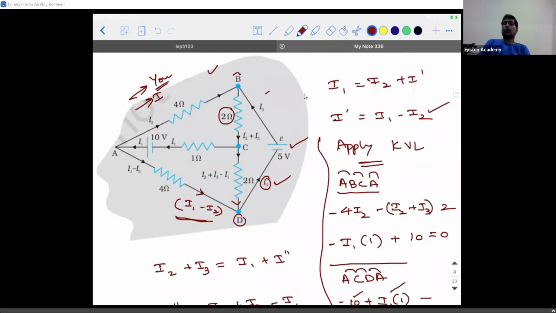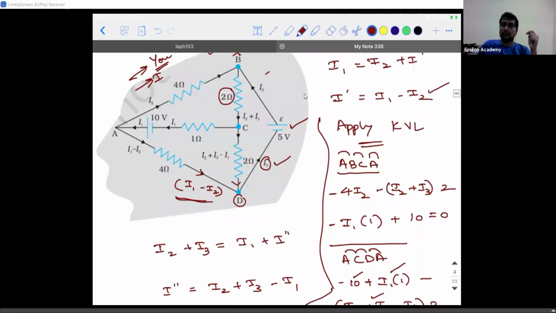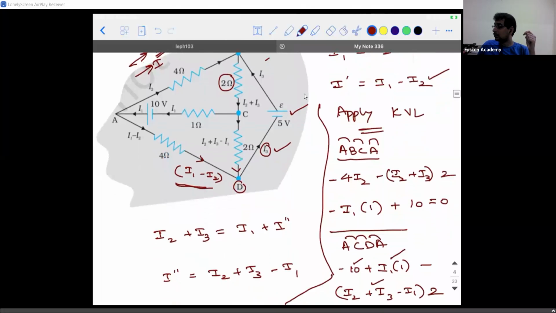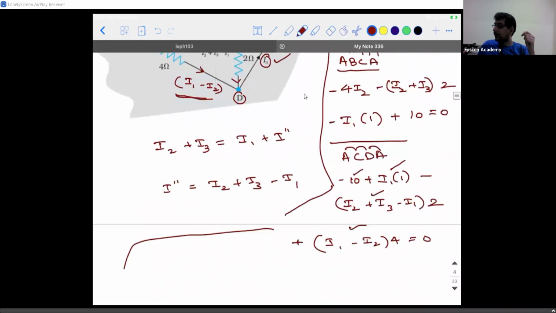One important point I would like to add here is, how many unknowns are there? I1, I2 and I3. So 3 unknowns means you need to take 3 loops. The number of unknowns is equal to the number of loops that you need to consider. You tell me another loop that we can consider. Can I take BCD?